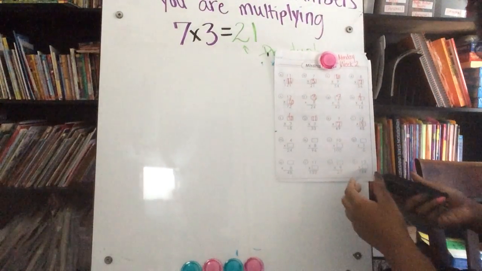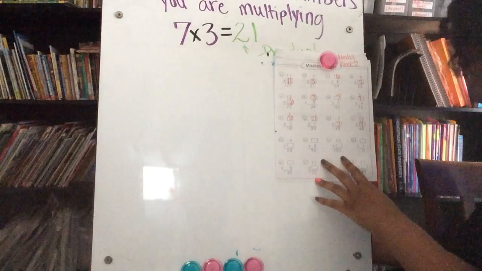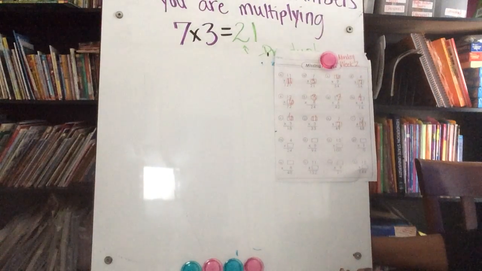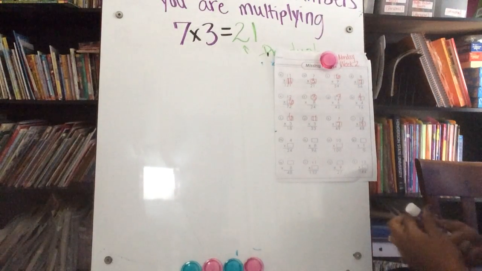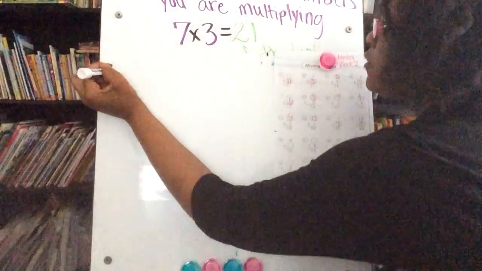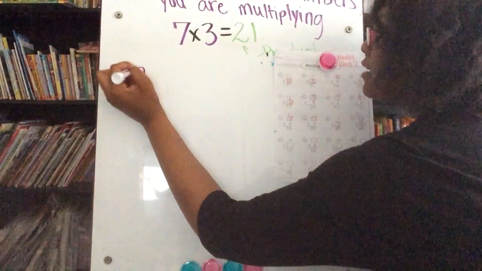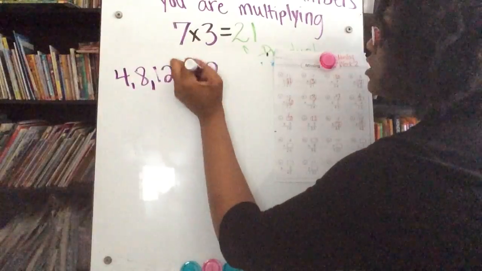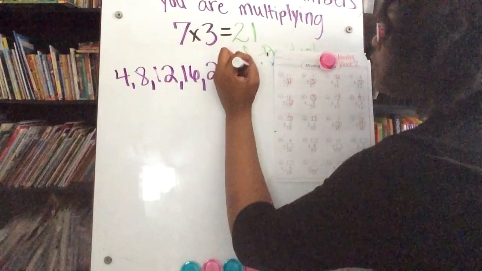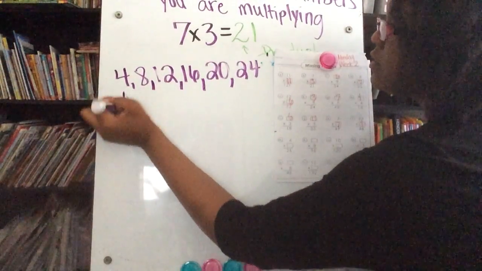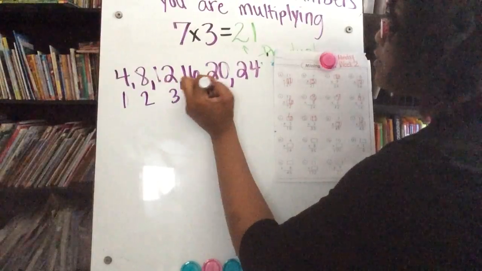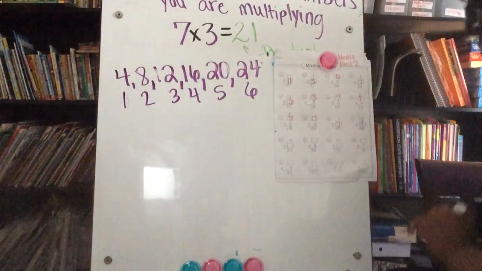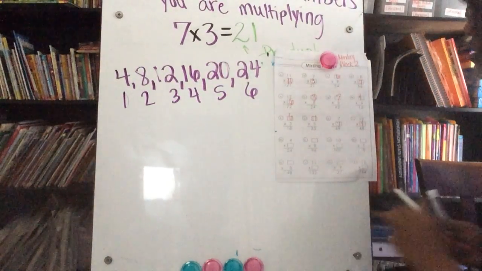Just trying to look and see if we had this answer somewhere already. Letter M. 4 multiplied by something is 24. All right. 4, 8, 12, 16, 20, 24. Let's count. 1, 2, 3, 4, 5, 6. So letter M is 6.